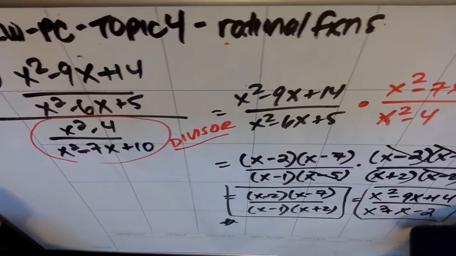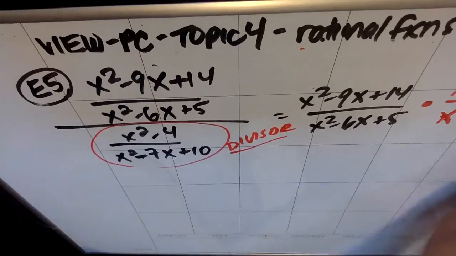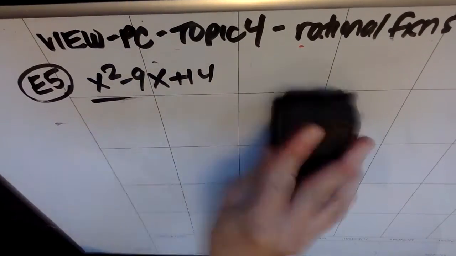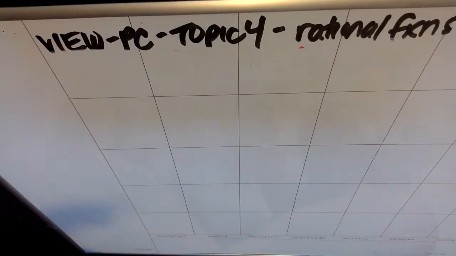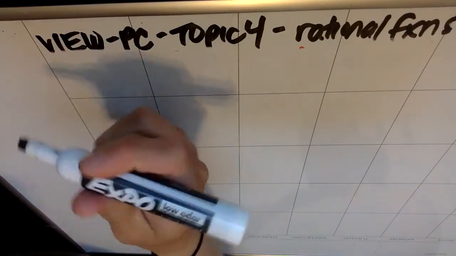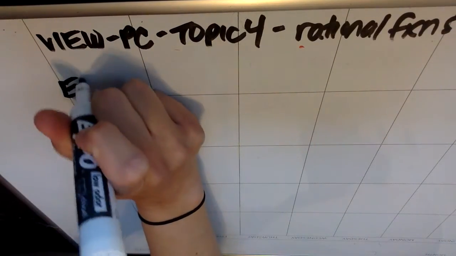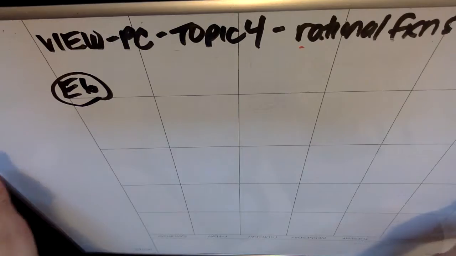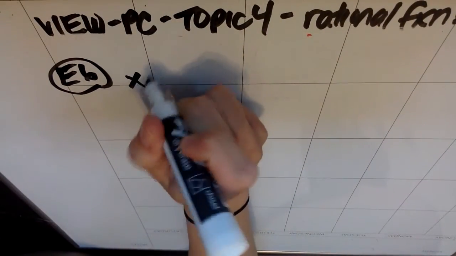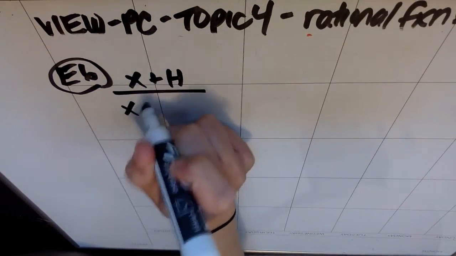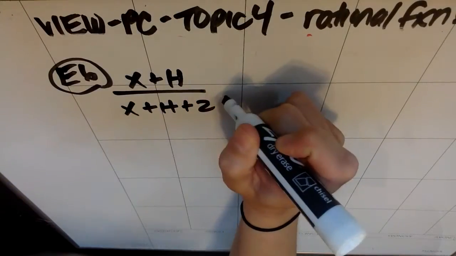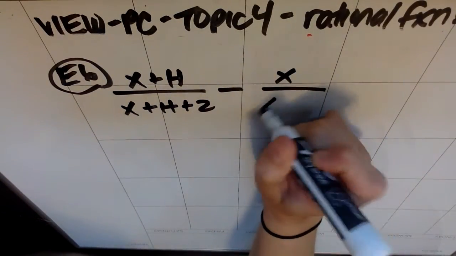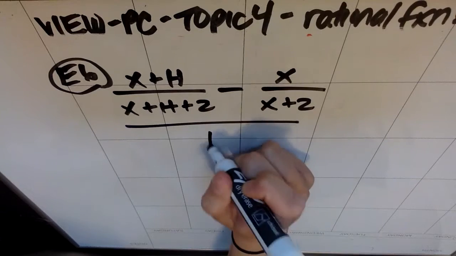So example 6 is a little bit different because it's a fraction in your fraction, but you still need to get a common denominator. It's good times. All right, so this is something you're going to see when you get to calc down the road, so you might as well see a little bit of it now. So I have x plus h on top of x plus h plus 2 minus an x over an x plus 2 all over an h.